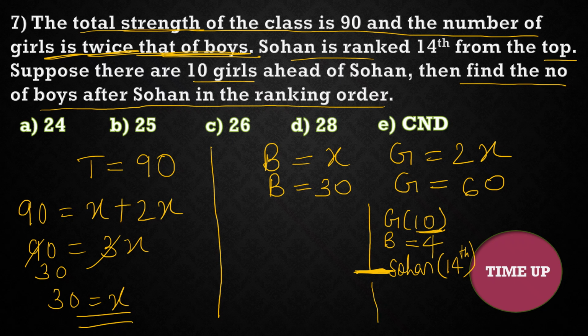Already 4 boys are present ahead of Sohan, correct? Total boys is 30. So after Sohan, how many boys will be there? Simple. 30, that is the total number of boys in the classroom, minus 4. That will give you 26 as the answer. That is the number of boys after Sohan. Understanding? So the correct answer is C. I hope you got the concept.